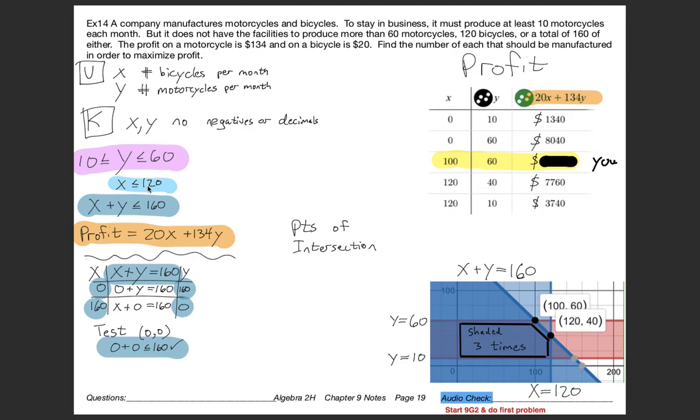X is going to be less than or equal to 120. That's this condition right here. Can't produce more than 120 bicycles. So that's what this line is right here. Notice that it's also solid.